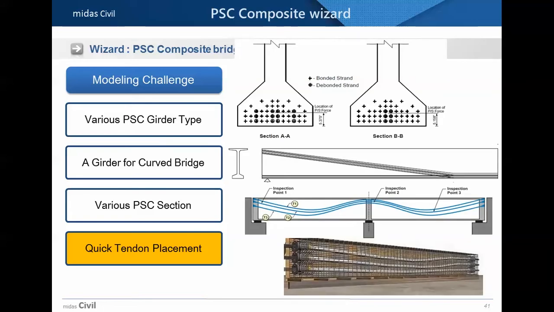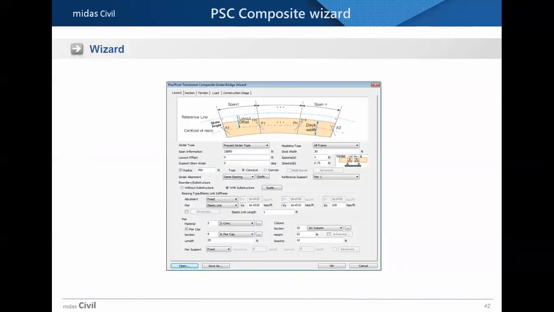Okay, we saw the 4 challenges, and I want to ask you one thing. How can you handle these challenges in real modeling? Actually, it's not easy. The modeling time in an actual project takes around 2 or 3 days. However, in Midas Civil, we can reduce it to half a day. The key is the PSC composite wizard.